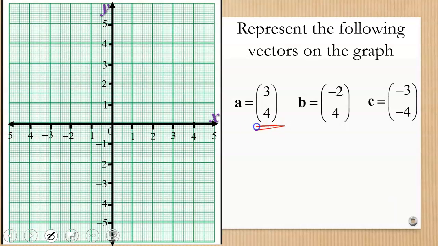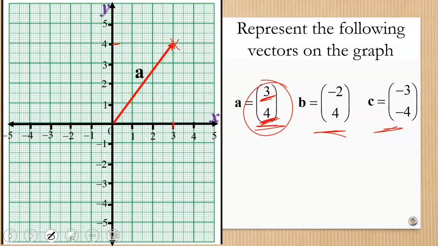So here we can see that we have vector A, vector B, vector C, and we want to represent vectors A, B, and C. Now, vector A simply means that we have x component and y component. X is 3, y is 4. That means from the origin, we move 3 steps on the x-axis and 4 steps on the y-axis. Where they meet will be here. Then we draw a line from the origin to that point, and we call it vector A.